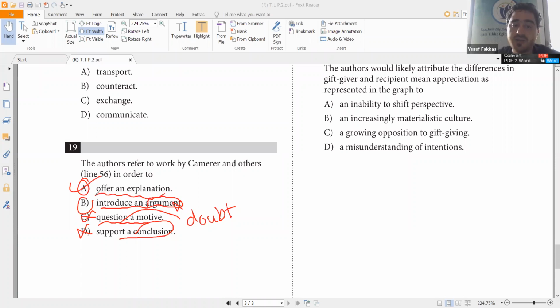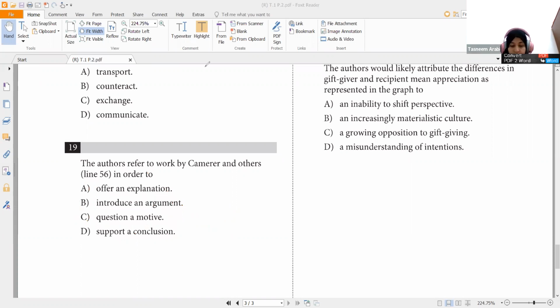Again, we're trying to offer an explanation. And that's why we mentioned what Camerer and others are saying regarding this topic. Can I ask a question? Yep. If we were to say that it was to support a conclusion, they talked in the previous paragraph about how gift givers equate how much they spend and how much it will be appreciated. But again, how can I say that they are supporting that conclusion and this following paragraph is asking a question about the same thing? If I had a conclusion, I wouldn't ask.